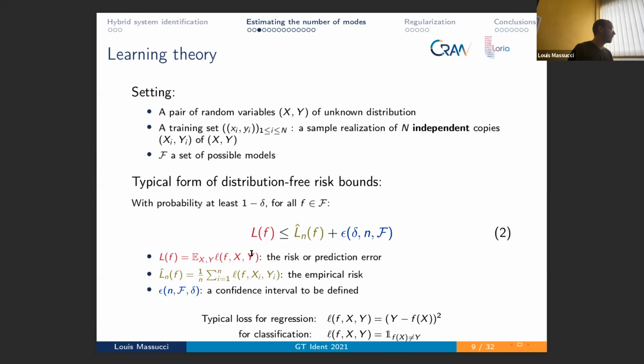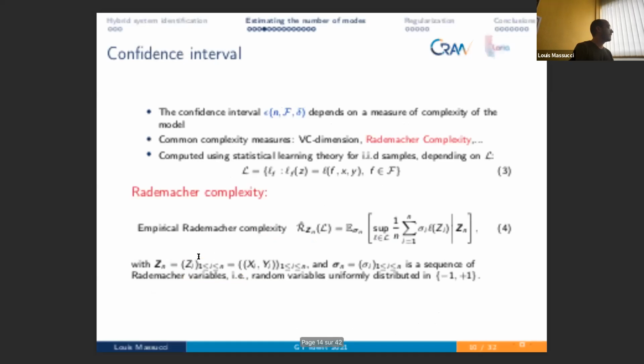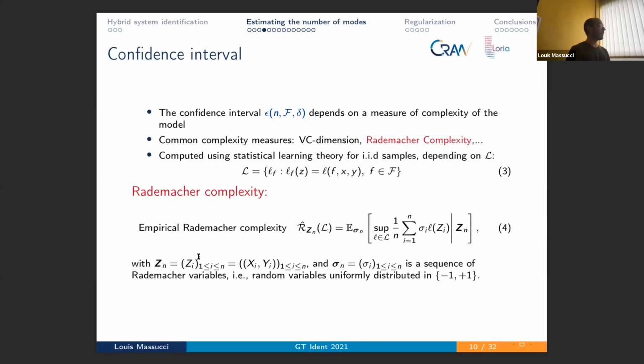As you can see, the risk in red is defined as the expectation of a loss function. In regression, the form of this loss function will be the square loss. The empirical risk is the empirical form of the red one. And the confidence interval depends on a measure of the complexity of the model.